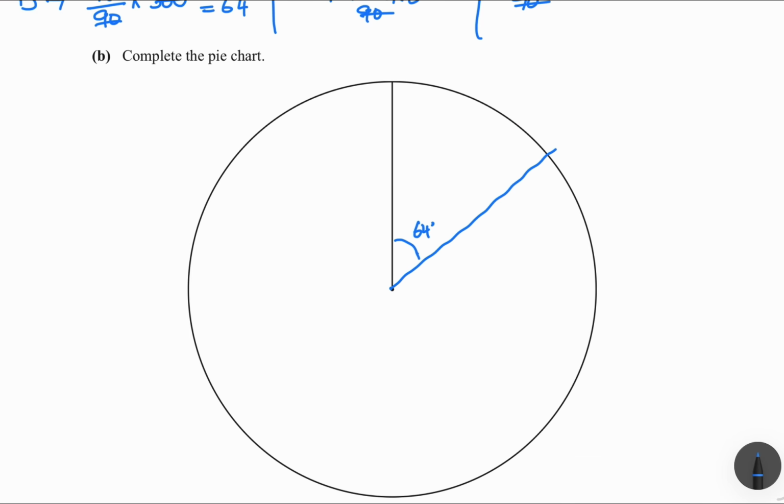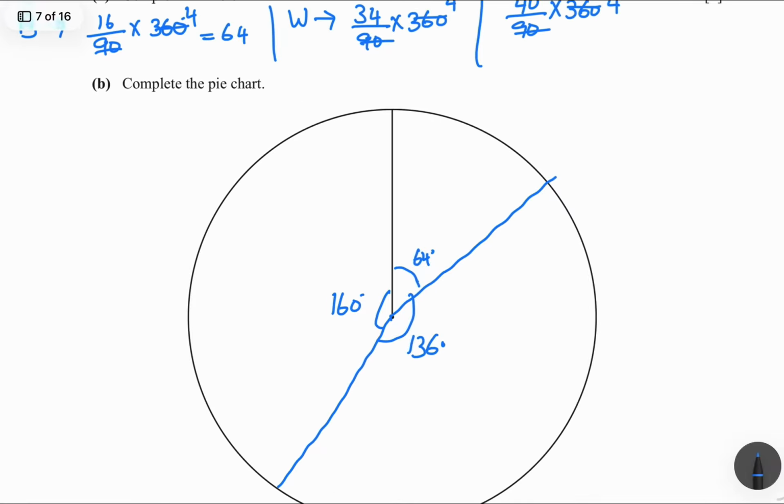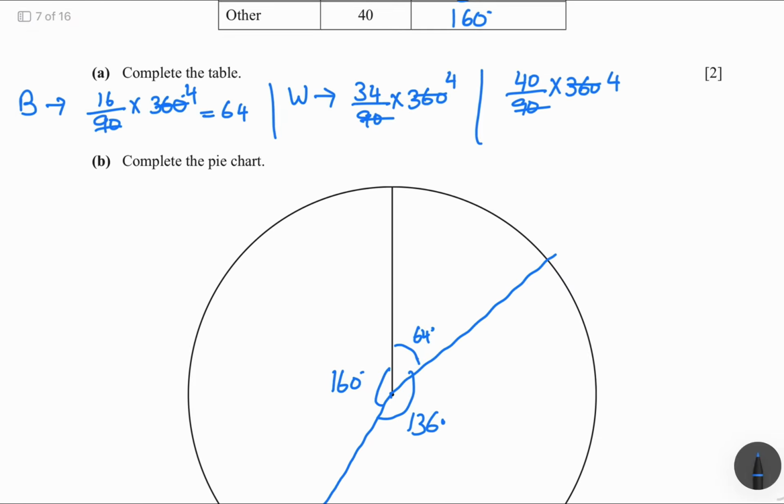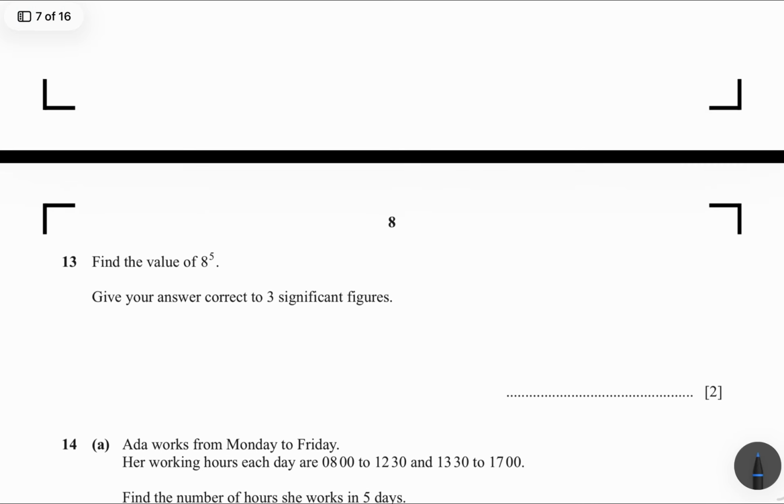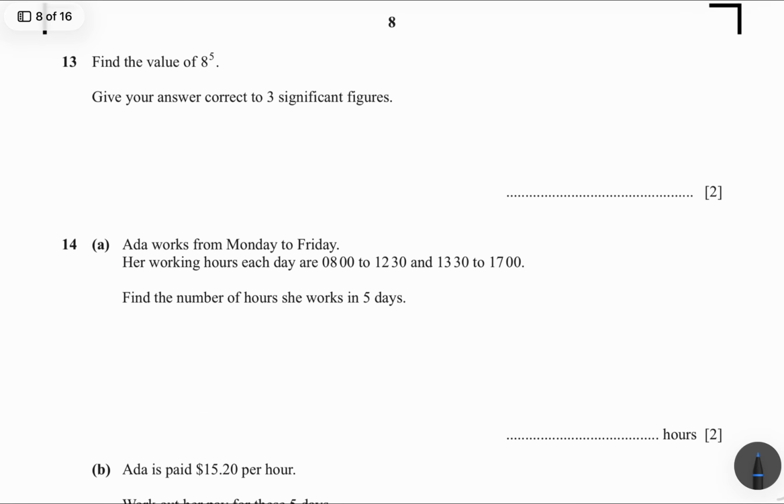136. So it's almost like this. So this is 136 and this will remain 160, right? So this is how we can do it. 64 is black, this one is black, and this 136 is white, and this part is the others, right? This is how you are going to complete the pie chart, right? Hope that's clear.